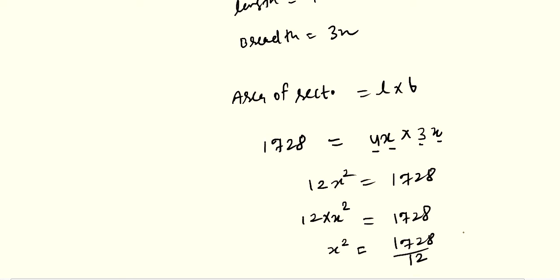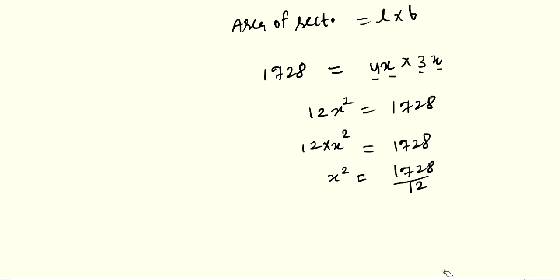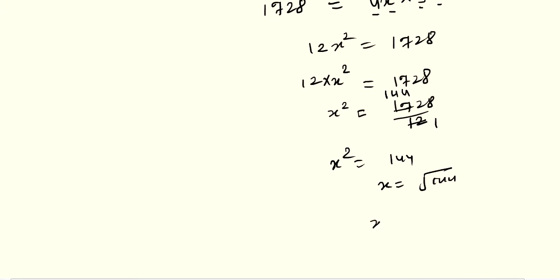1728 divided by 12. 12 ones are 12, 12 ones are 12, 5 carry, 2 remaining, 2 will become 52, 12 fours are 48, again 48, so 12 fours are 48. So x square equals 144, x equals under root 144, and finally x equals 12. So 12 we got here.